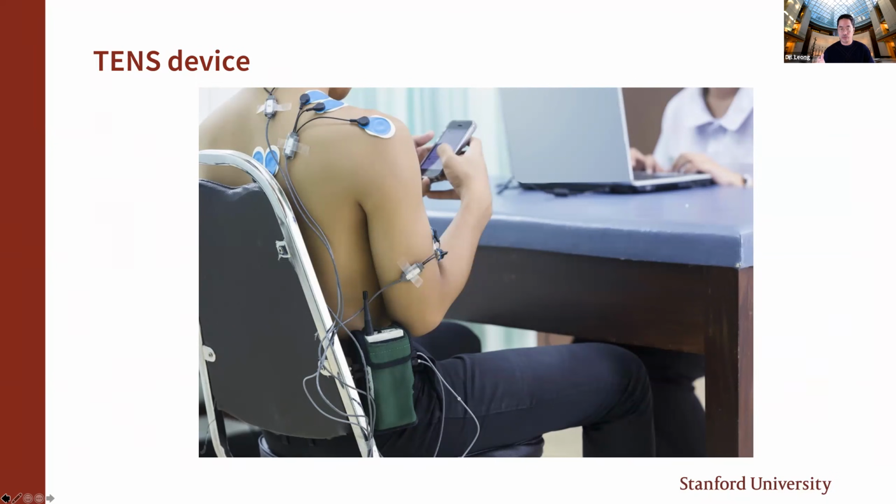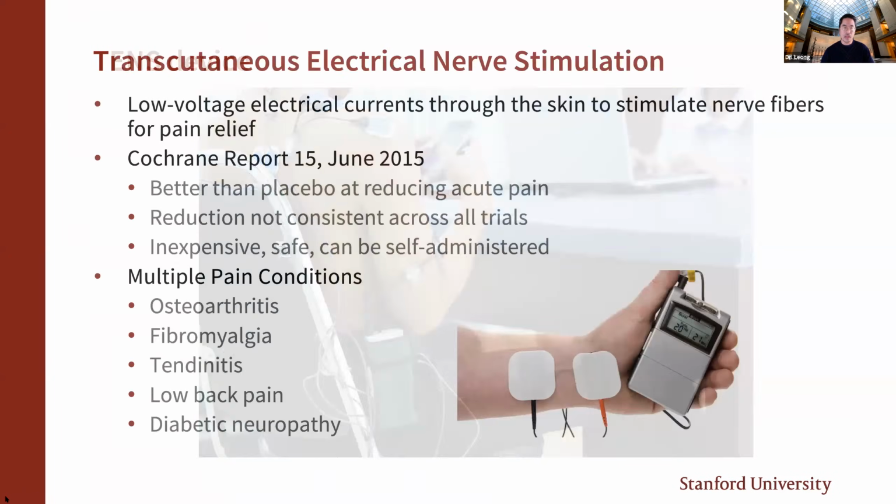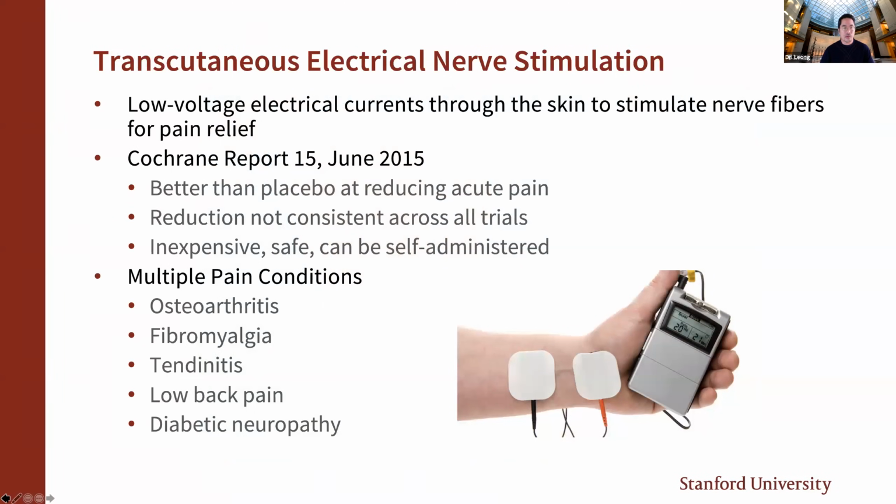The units are anywhere from $30 and on up, but you can actually buy them yourself in order to utilize it at home, utilize it for a half an hour or so, maybe an hour, shut it off, and you get pain relief that lasts. You use it a few times a day. And this is a low voltage electric current in the skin in order to stimulate nerve fibers for pain control.